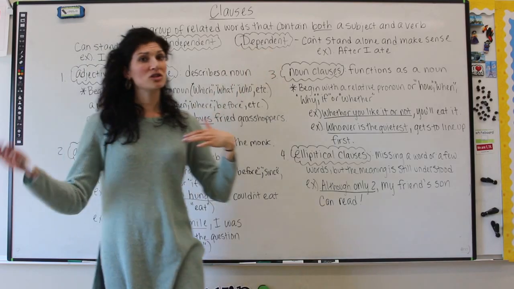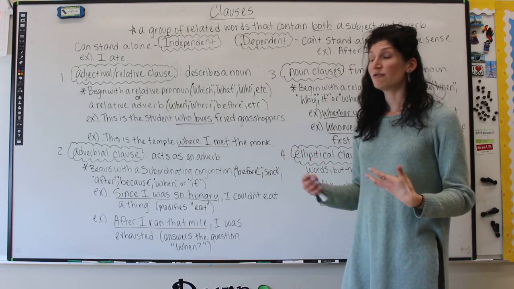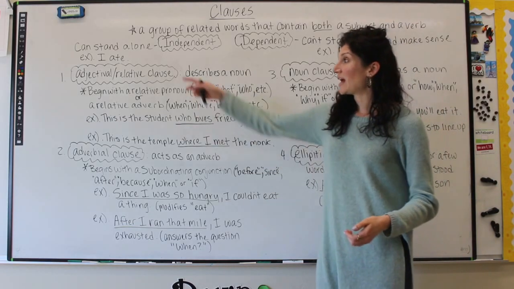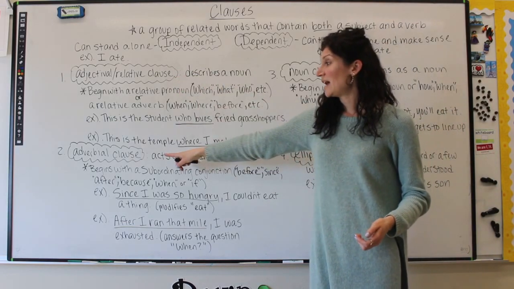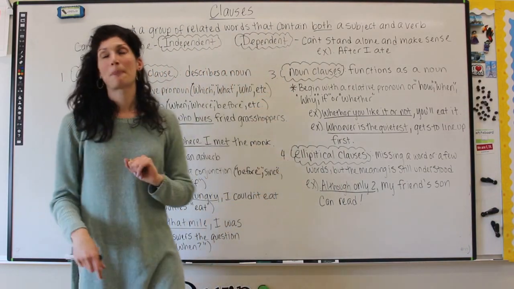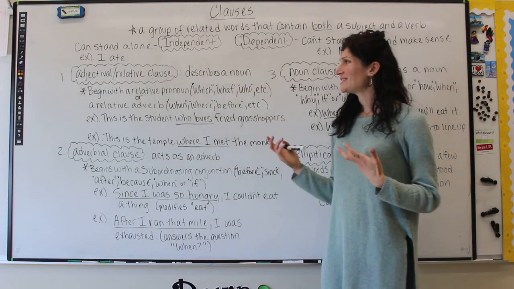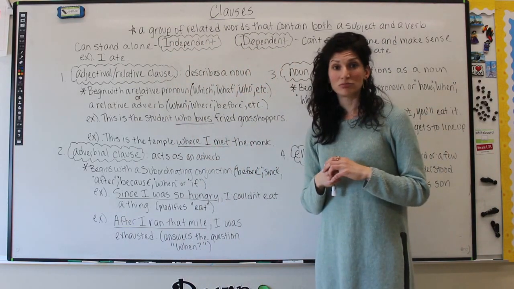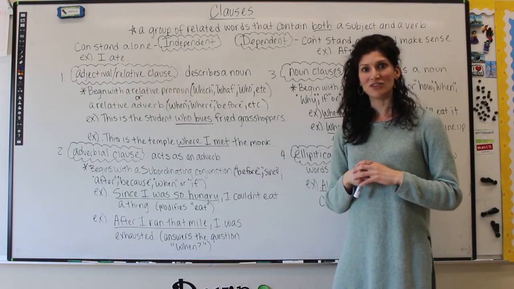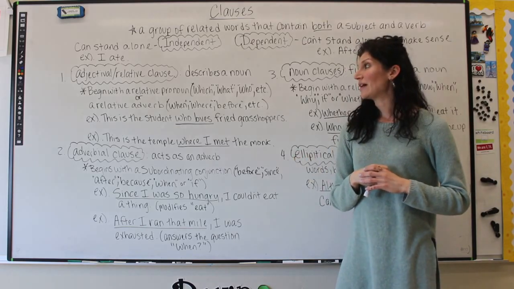Now, we can further subdivide clauses or categorize clauses in four different ways. Or there are four other types of clauses, basically. We have adjectival or relative clauses, adverbial clauses, noun clauses, and elliptical clauses. Let's take a look at adjectival or relative clauses. These are basically clauses that describe a noun. As you can see from the word adjectival, it comes from the word adjective, or is related to the word adjective, and adjectives, as we know, describe nouns.